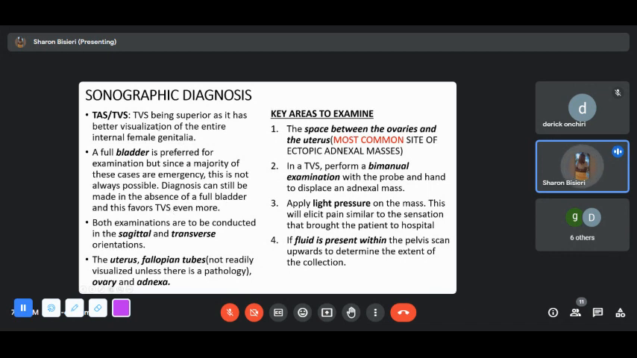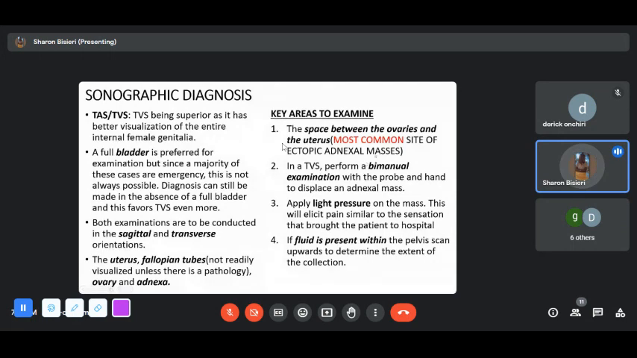So when you're doing both of these ultrasound scans, you should ideally examine your different organs or different parts in two planes, sagittal and transverse, and then make sure you've examined everything: the uterus, its contents, the fallopian tubes, which will only be visible when there's pathology, and the adnexa together with the ovary. Key areas that you also need to examine include the space between the ovaries and the uterus, because that's the most common site of ectopic adnexal masses.